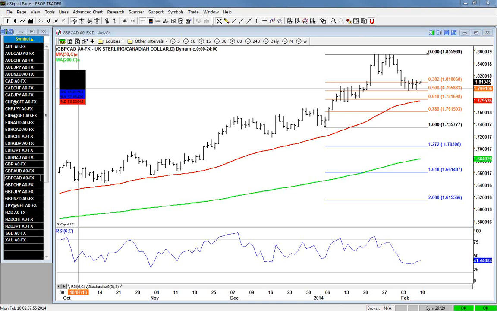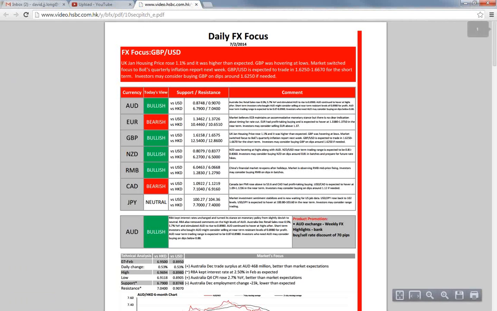HSBC. HSBC. What have you said? A bank account with Hong Kong and a daily FX focus on their website. Cool. Bullish, bearish, bullish, bullish. Renminbi bullish. Neutral, bearish. Okay, I agree with them all there, except for perhaps the Kiwi. Hovering at the highs. Near-term trading range 80 to 83. Investors may consider buying Kiwi on dips around 81 and prepare for future rate hikes. Good luck.